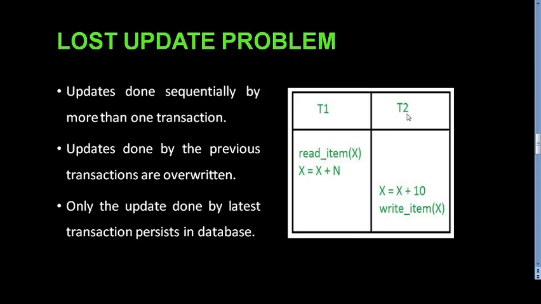And here T2 now reads the item X. T2 is having the old X value which T1 also has read. So T1 and T2 have read the same X value now. And X is equal to X plus 10. So T2 is updating it by a value of 10 and it is writing that item. So the updation which is done by the later transaction only will be saved. So this updation is getting lost. So this lost update problem happens when two transactions are going to update the same data item sequentially. Okay. So only the updation of the later transaction gets saved and the other gets lost. That is the lost update problem.